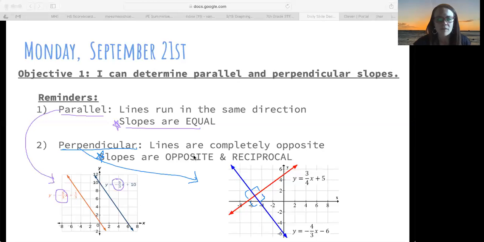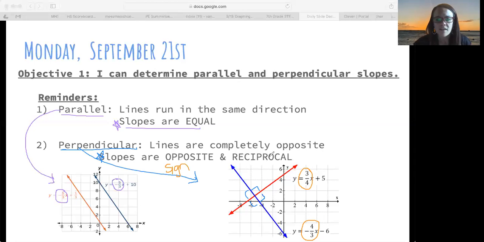So in case you forgot what that means, opposite means that it is the opposite sign. So for example, if one of them is positive, the other one has to be negative. And so you can see here in their slopes, you have a positive 3/4 and a negative 4/3. So in order for them to be perpendicular, they have to be opposite of each other, meaning the sign has to be one positive and one negative.